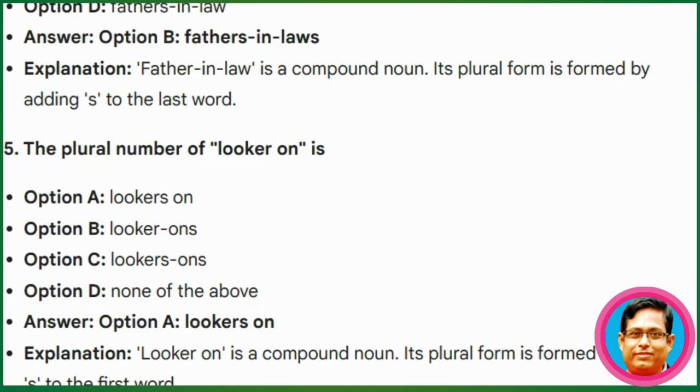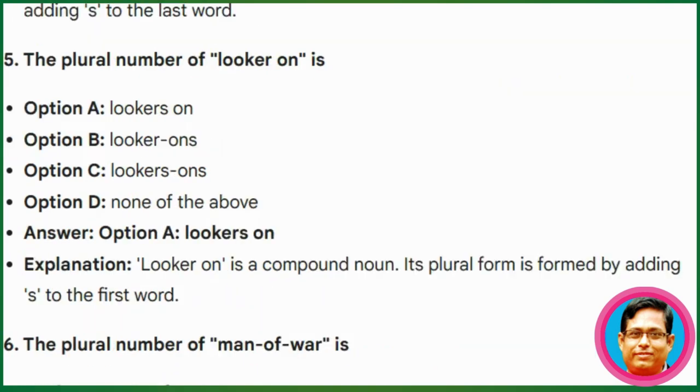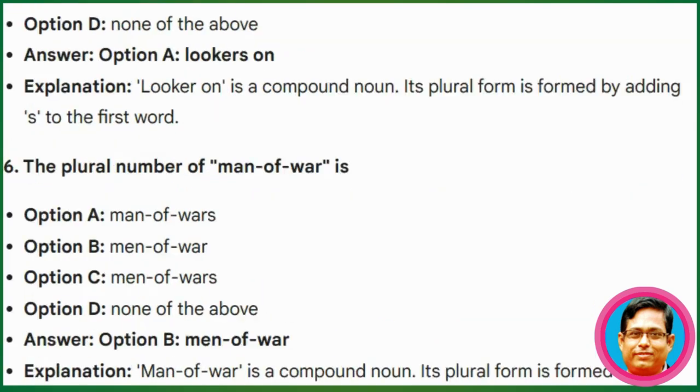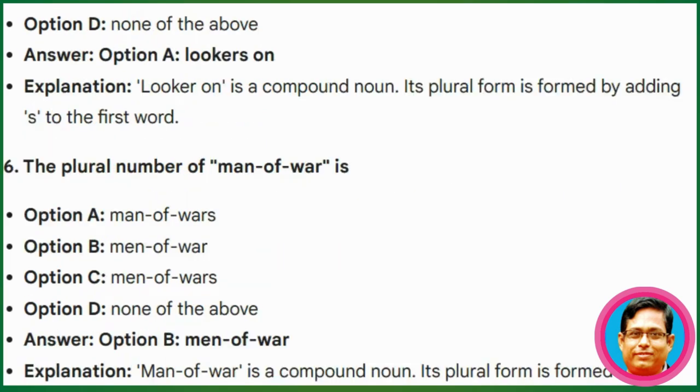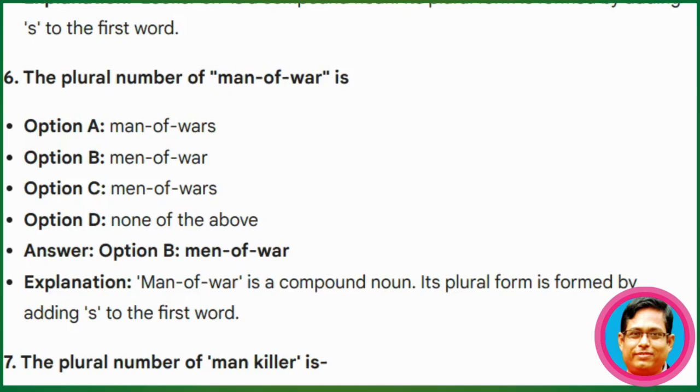5. The plural number of looker-on is option A, lookers-on. Option B, looker-ons. Option C, lookers-ons. Option D, none of the above. Answer, option A, lookers-on. Explanation. Looker-on is a compound noun. Its plural form is formed by adding s to the first word.